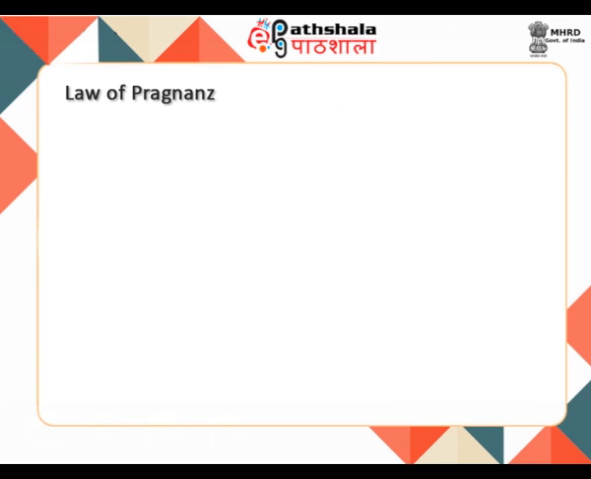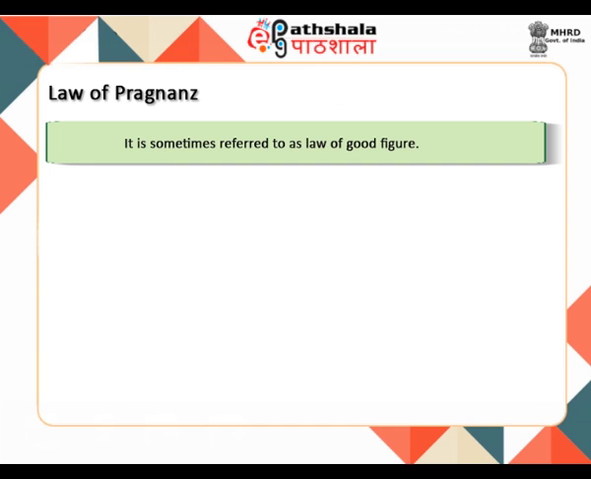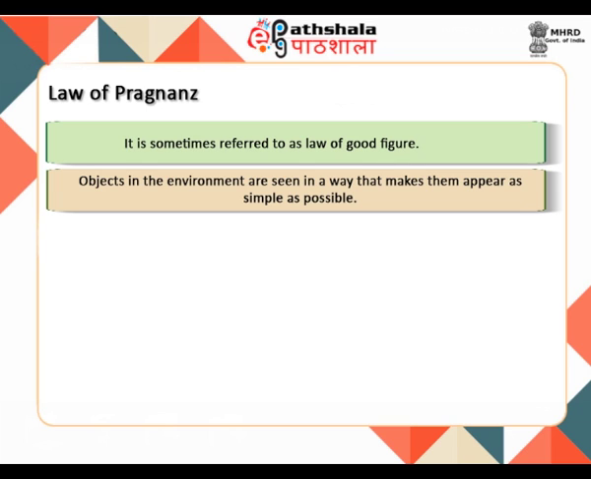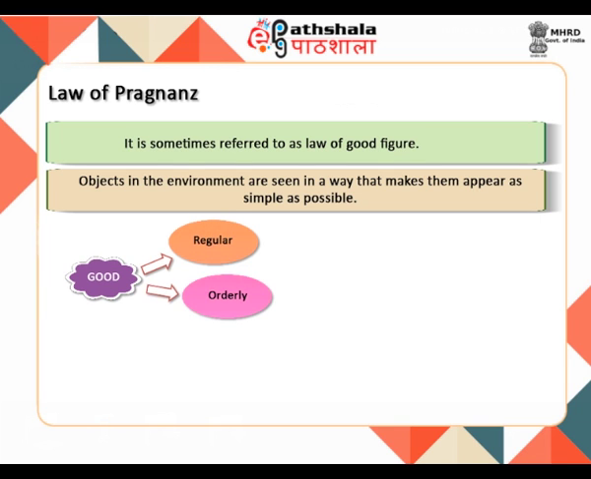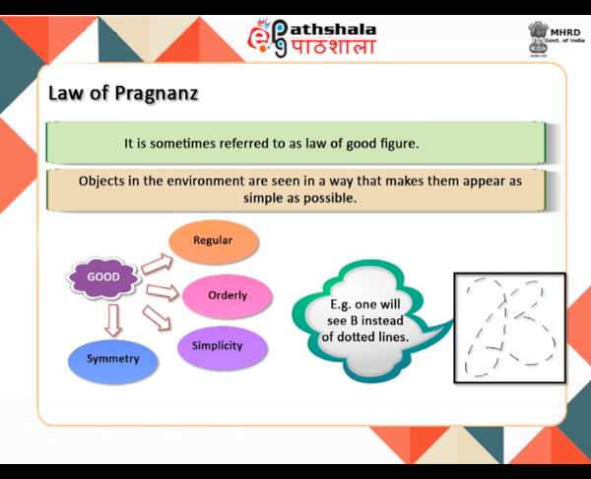The law of pragnanz is sometimes referred to as the law of good figure or the law of simplicity. The law holds that objects in the environment are seen in a way that makes them appear as simple as possible. This law says that we are innately driven to experience things in as good a gestalt as possible. Good can mean many things here, such as regular, orderly, simplicity, symmetry, and so on, which then refer to specific Gestalt laws. The following images are examples of law of pragnanz. In this figure, you will see the letter B instead of dotted lines.